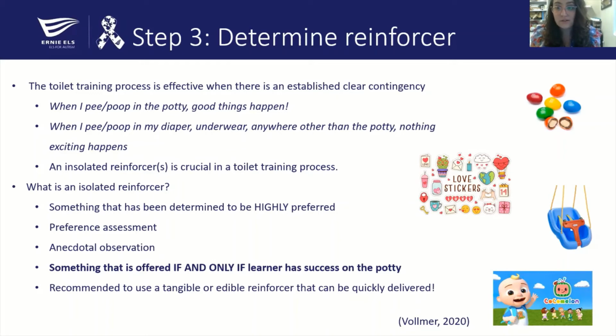So if your reinforcer is M&Ms, M&Ms should not be given after dinner, should not be given when you're in the car. They're only being provided if and only if there's success on the potty. And it's recommended to use something quick that can be easily delivered, like access to a tangible, like a quick video or stickers, or a quick swing on the swing, or an edible that can be easily consumed. So when you're thinking about reinforcers, try to think of something quick and easily deliverable. Because if you're thinking about things like a trip to Disney, or even a trip to the store, that might not always be accessible to you.